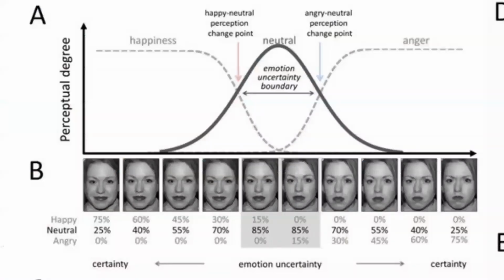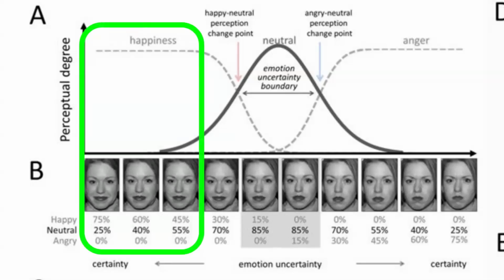So just to show you the stimuli that they used. This is an example of one of the face morphs. You can see that every single face has a different amount of happiness and neutralness in it, or anger and neutralness in it. For example, these faces go anywhere between 75 to 45% happy, and the rest is neutral. Subjects recognize those images correctly 100% of the time. Every single time they look at those faces, they'll say, yeah, those are the happy faces.